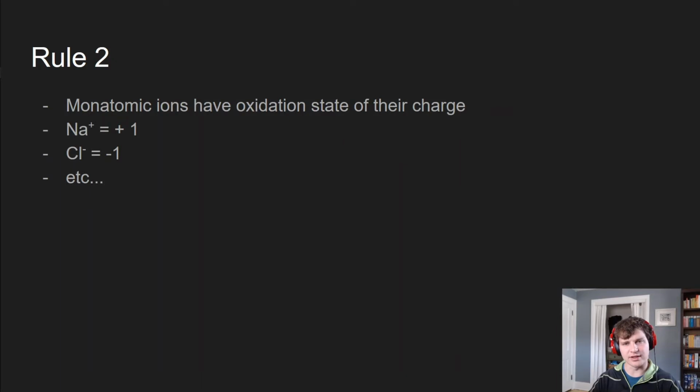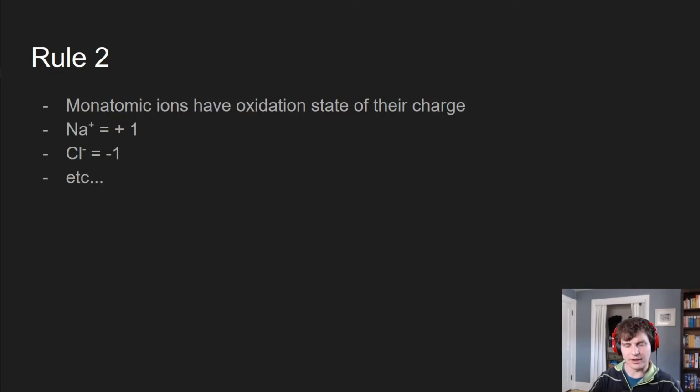Monatomic ions have an oxidation state equal to their charge. This one's probably the easiest one. Sodium plus has a +1 oxidation state, and chloride, which is chloride -1, has an oxidation state of -1. So these are the easiest to read when there's just a single monatomic ion. If you had calcium 2+, it would be +2.